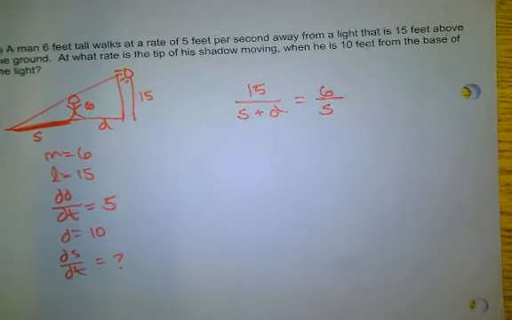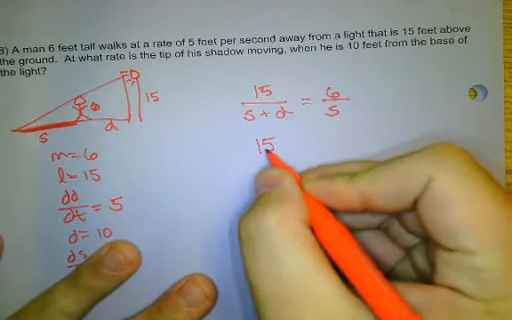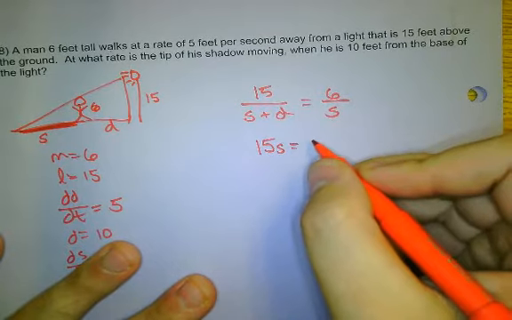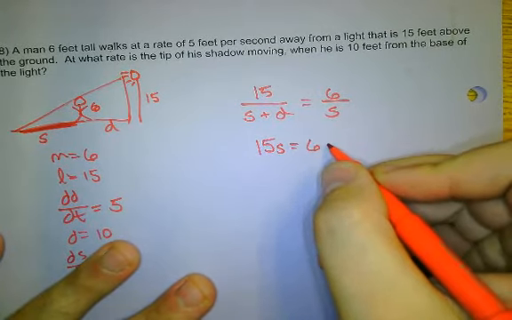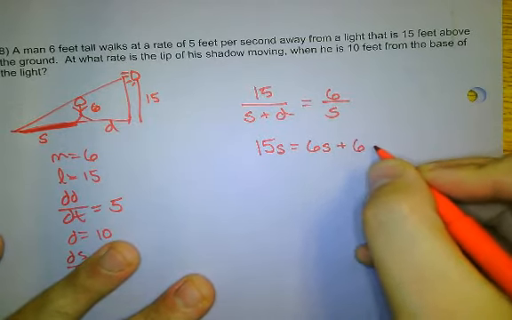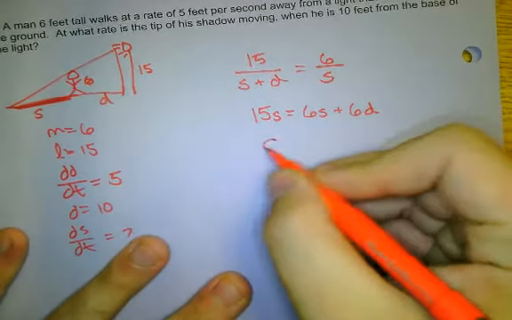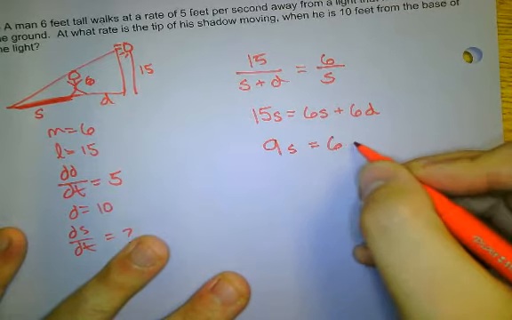I would not take the derivative yet, because this looks like it would be scary if you did. Let's go ahead and solve for it. We'll figure out how unscary this is. So how would you solve for this back in geometry? Cross multiply. So you're going to get 15S equals 6S plus 6D. I could probably do one more thing of math here. What can I do? Subtract 6S, so I have 9S equals 6D.